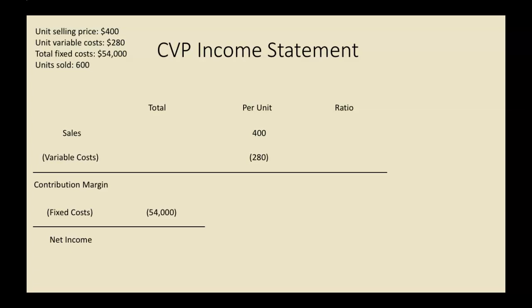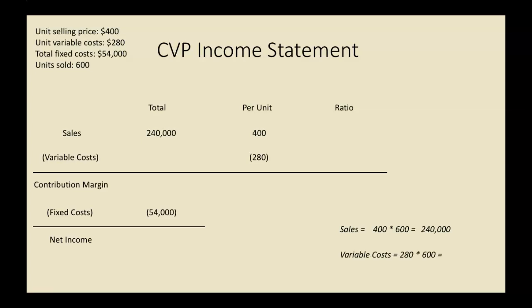And then our total fixed cost, that's $54,000. Our units sold, we're going to use that to help us figure out our total sales and our total variable cost. So your total sales, we take the selling price per unit, right, the $400, and we multiply that by the 600 units that we sold. So $400 per unit times 600 units tells us that we made total sales of $240,000. So we can put that into the total column.